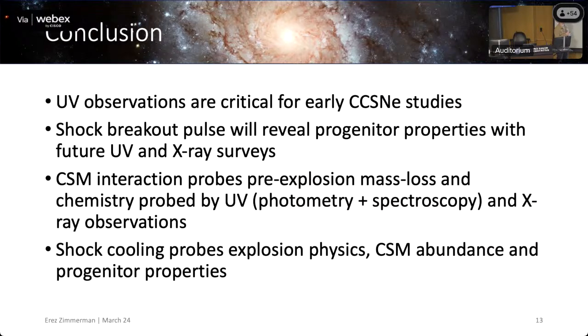Okay, so to conclude my talk, UV observations are critical for early core collapse supernovae studies. Shock breakout pulse will reveal progenitor properties with future UV and X-ray surveys. CSM interaction is cool, and we need UV to study it, and X-rays. Shock cooling also probes the explosion physics, CSM abundance, and progenitor properties. All of these need the UV and X-ray observations. So thank you very much.